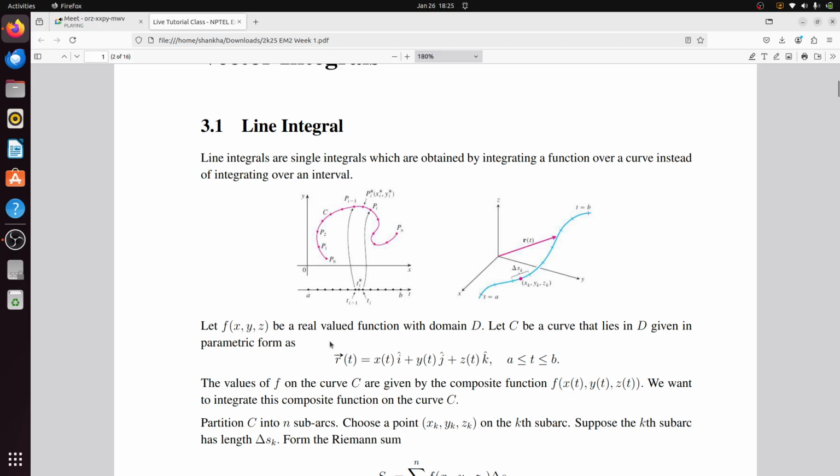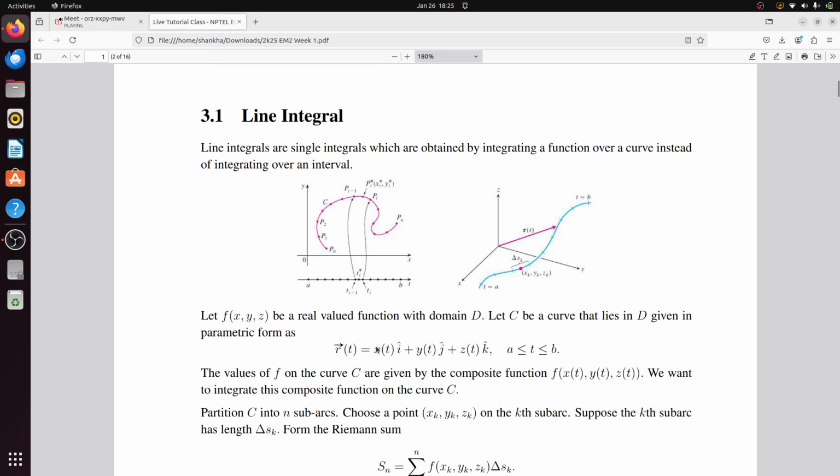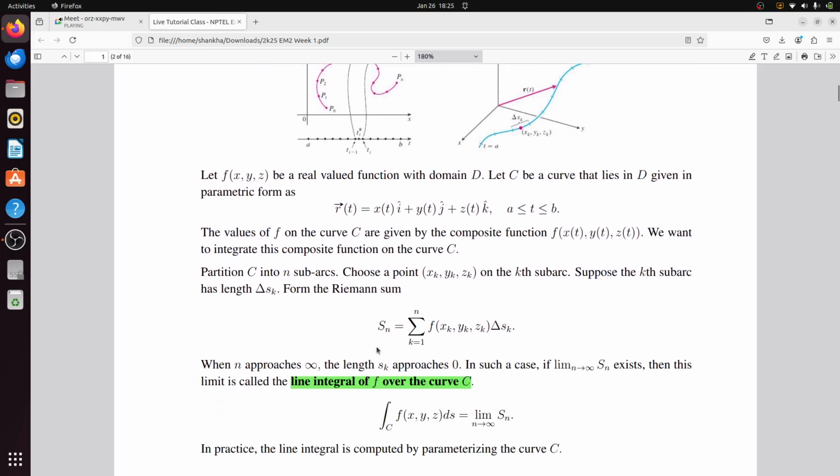I will not discuss these theories. I will just tell you the basic definition, and then I will move to the problem part. But I request all of you to please read through the notes I will upload.